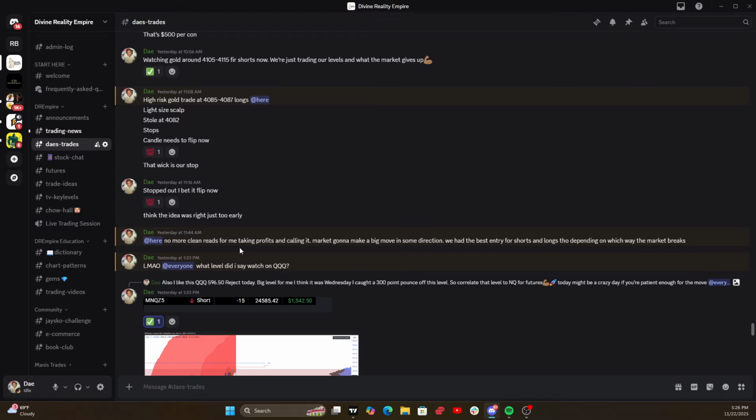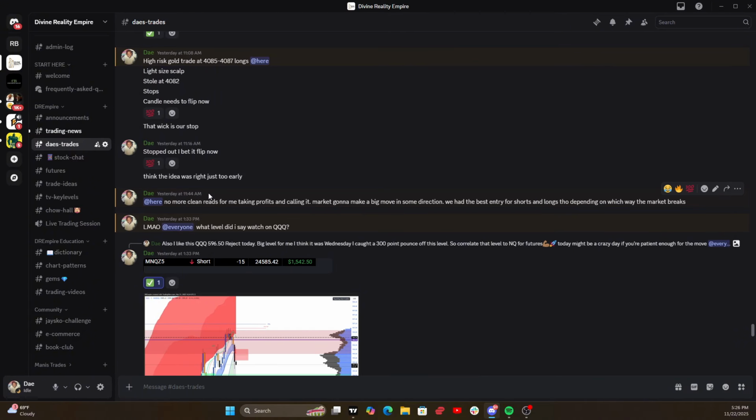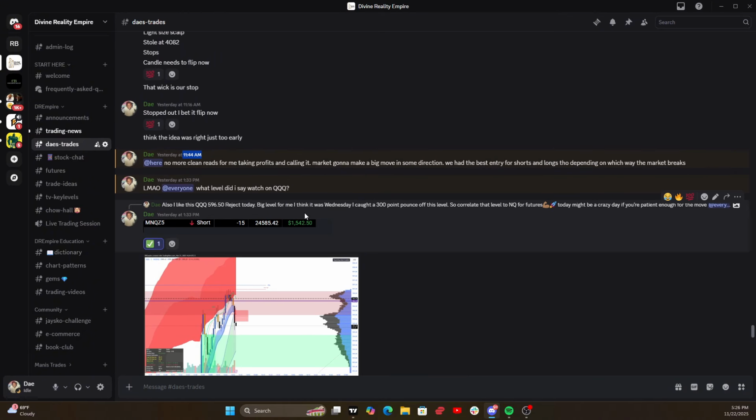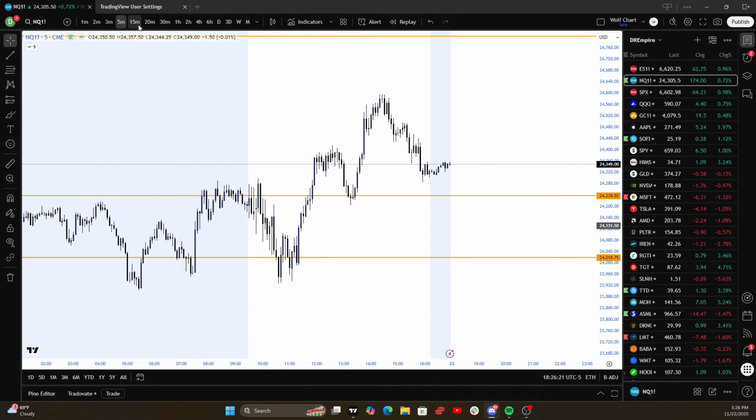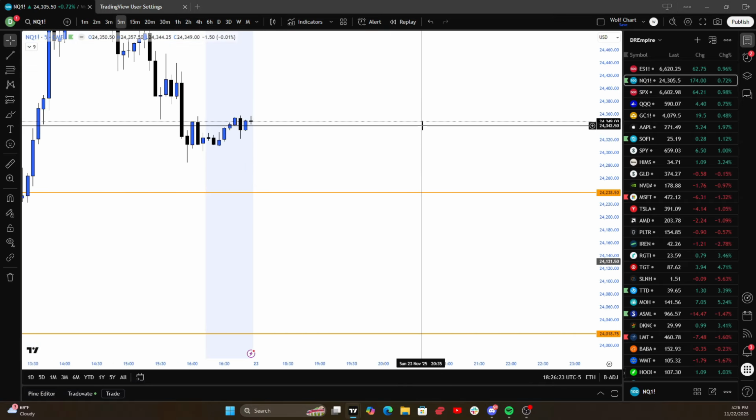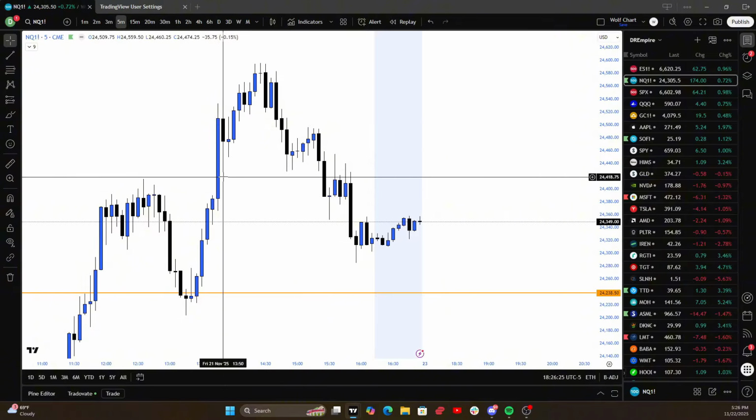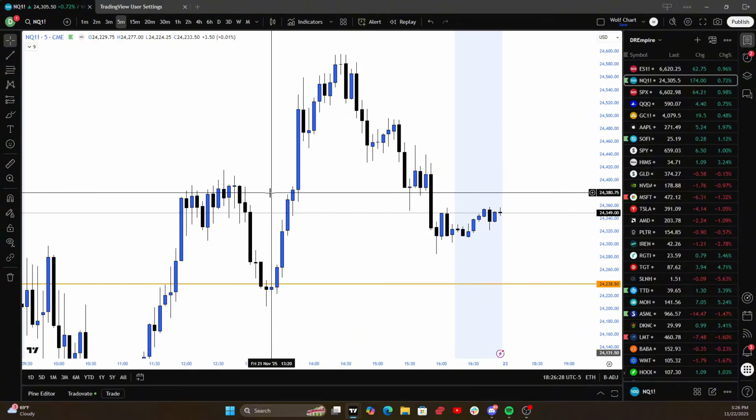No more clear reads for me, so I took profits and called that the market was going to make a big move in some direction. We had the best entry for shorts and longs. Around 12 o'clock, I wasn't able to read the market anymore. Let's see what it was looking like at 12 on this day. So that'd be what? 13.